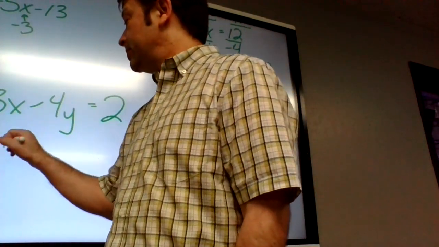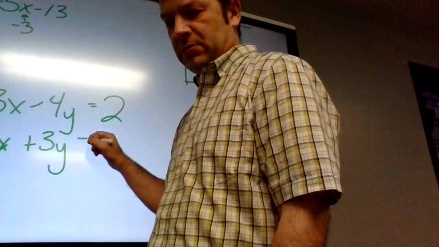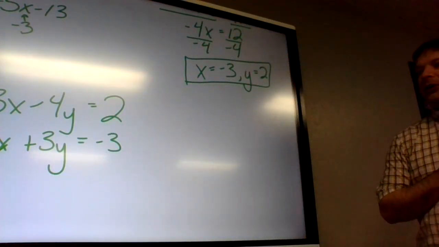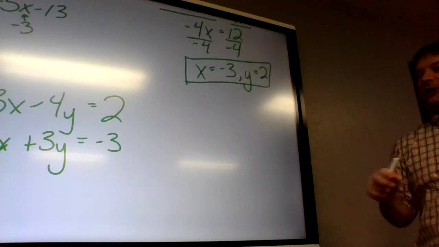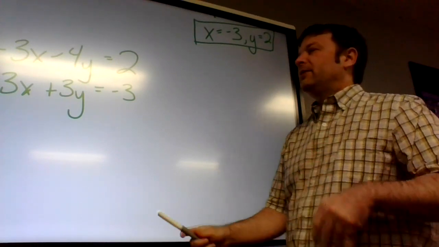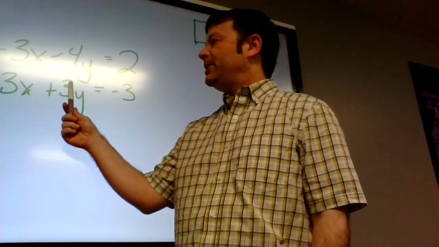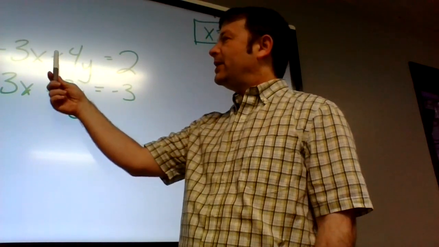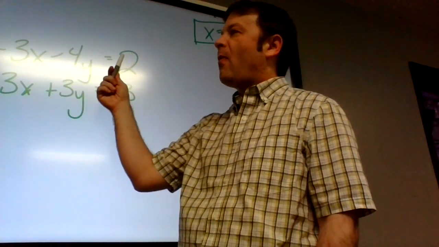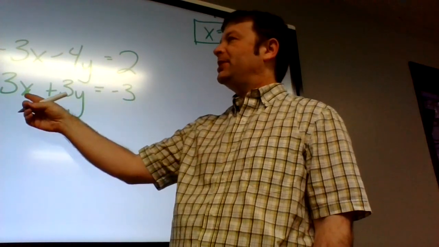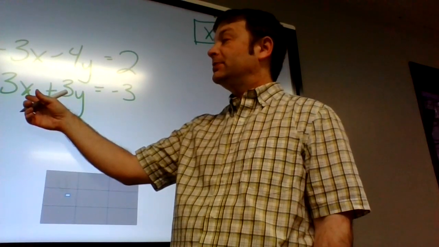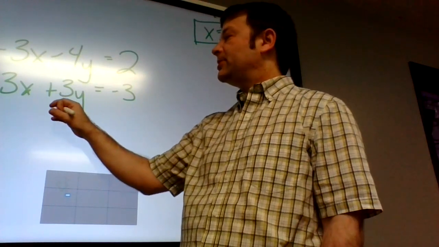3x plus 3y, -3. Okay, what x or y could I get by itself? The bottom one. Okay, the bottom is going to be easier because it'll be easier to divide this one by 3. If I divide the top line by 3 or 4, I'm going to get a fraction. Okay, just to change it up a little bit, just to show you it's possible, I'm going to get x by itself instead of y by itself. So how do I get x by itself?